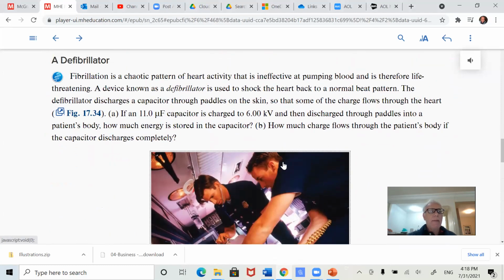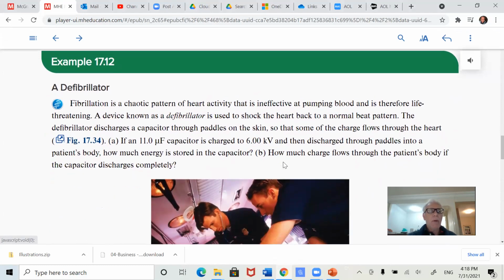Let's take a look at this example. Fibrillation is a chaotic pattern of heart activity that's ineffective at pumping blood and is therefore life-threatening. A device known as the defibrillator is used to shock the heart back to a normal beat pattern. The defibrillator discharges a capacitor through paddles on the chest so that some of the charge flows through the heart.